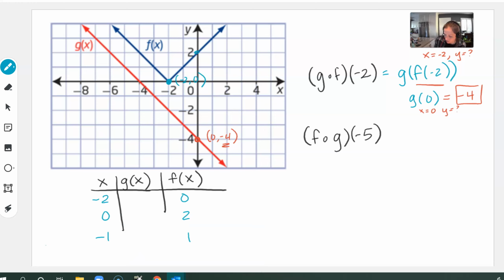And then g, the same thing. We could do that for looking at g. At 0, we're at -4. At -1, we're at -3. At -2, we're at -2. We could make the whole table. So if you like the table better, you could always go backwards.